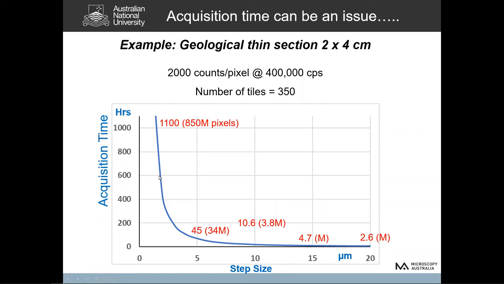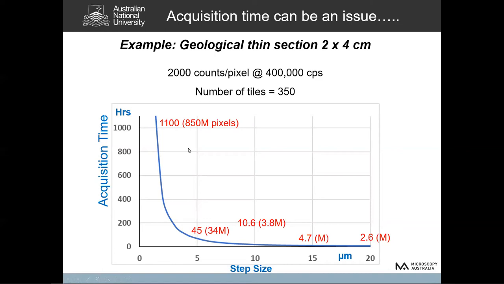So you might say, okay, I want to do it at 1 micron. Well, if you scan an area of 2 by 4 centimeters, you're collecting 850 million pixels. That's what it takes to cover that particular area at 1 micron. Or it would take 1,100 hours. So it's probably not going to be practical for you to do that.